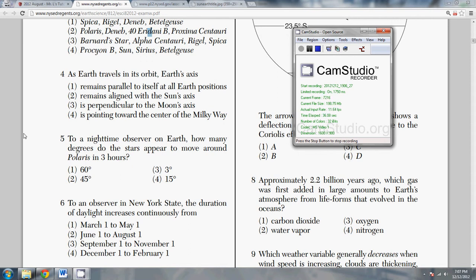So let me just read the question again. It says, as Earth travels in its orbit, Earth's axis. Let's start from number 4, and we'll see if we can eliminate some of these answers. Number 4 is pointing towards the center of the Milky Way. Well, as you should know, the Milky Way is the galaxy we live in, and it really doesn't make any sense that it would be pointing towards the center of our Milky Way.